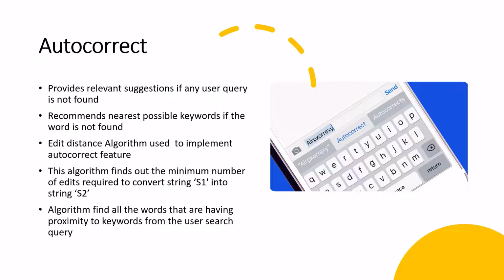For instance, if the keyword entered is CET, that is, cat is misspelled as CET, then this algorithm will give a suggestion of CAT as string 2, as both string 1, that is CET, and string 2, CAT, will have the minimum number of edits, and that's the best possible suggestion for that incorrect keyword. This algorithm will find all the words that are having proximity to the keywords from the user search query.